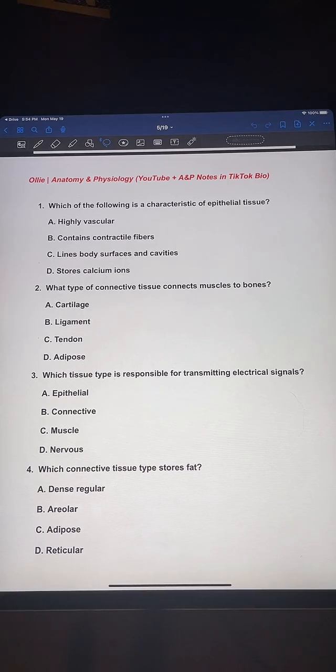We're going to do some Anatomy and Physiology 1 questions for the HESI and TEAS today.